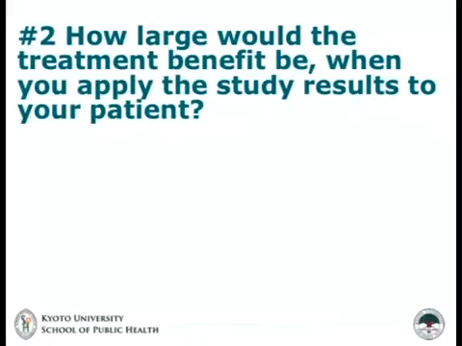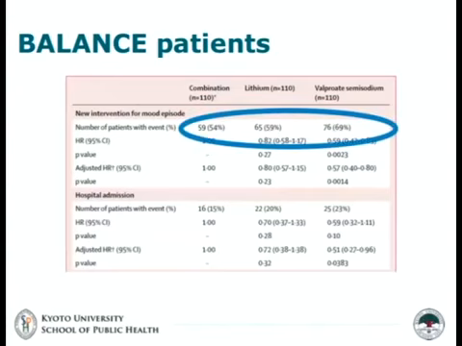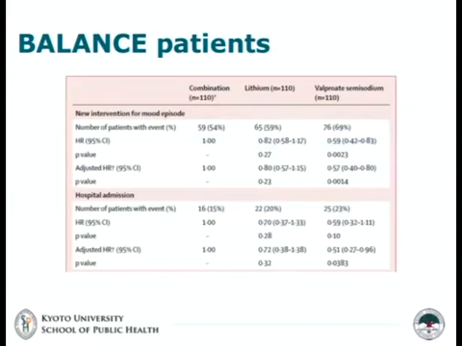Second, we have to guess how large the treatment benefit would be when we apply the results to the patient. The study patients appear to represent a very vulnerable population, requiring a new intervention for an emerging mood episode in 70% and a hospital admission in 20% within 2 years. Your patient may or may not be a little bit less vulnerable, but you decide you can expect a treatment benefit of a comparable size.